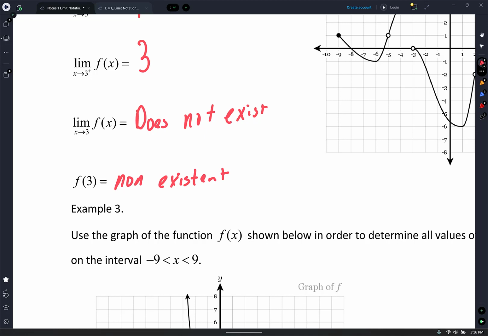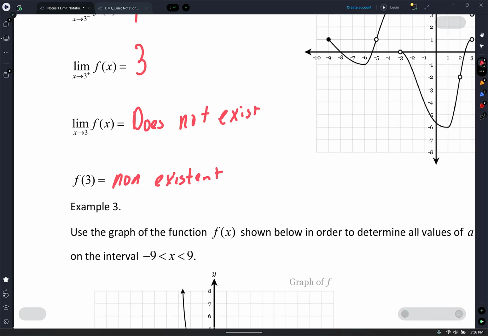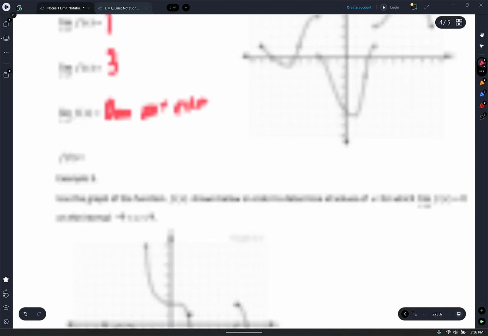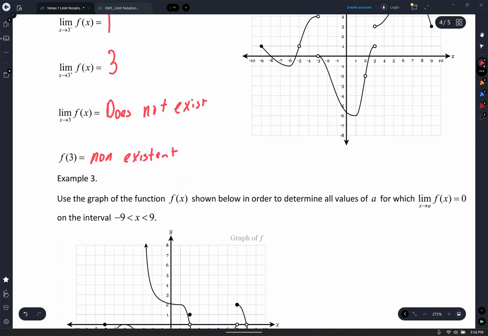Did I spell it right? Because it's not part of the domain. Non-existent, which is kind of a little different than does not exist. Non-existent is not even part of the domain. Did I spell it wrong? Non-existent. No, I think I spelled it right.